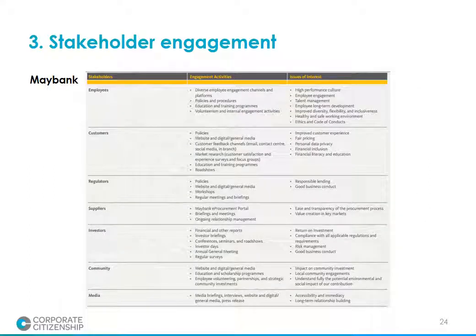So here's another example of a Malaysian company listing out their stakeholder groups in their sustainability reports. This is Maybank again. And the interesting thing here is that Maybank lists out not just its key stakeholder groups, but also the different ways in which it's engaging with those groups and the issues that it has identified as of particular interest to those particular groups. So you can see that the methods of engagement really vary from online engagement with customers, customer feedback channels via email, social media, meetings with regulators and suppliers, investor briefings, external reporting, interviews with the media.